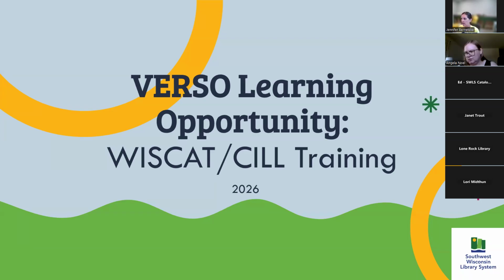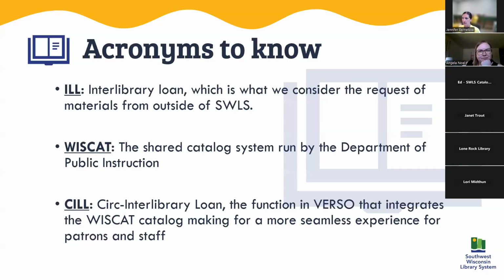Today we're going to be talking about WISCAT or CILL. And for those of you who are newer, we're going to use a lot of interchangeable words for what is essentially interlibrary loan from places outside of our own system. So let's go ahead and get started. Interlibrary loan, ILL, is what we here at SWLS consider the request of materials from outside of our system.